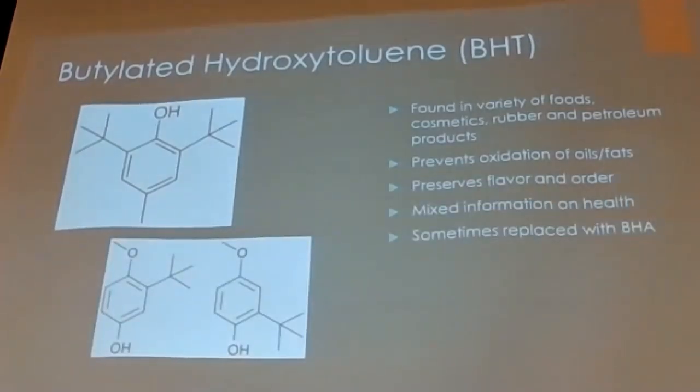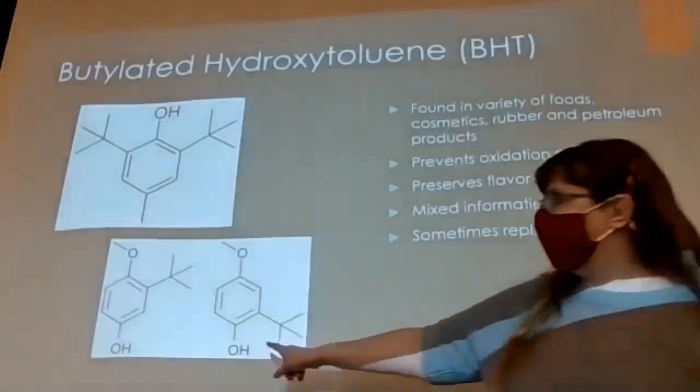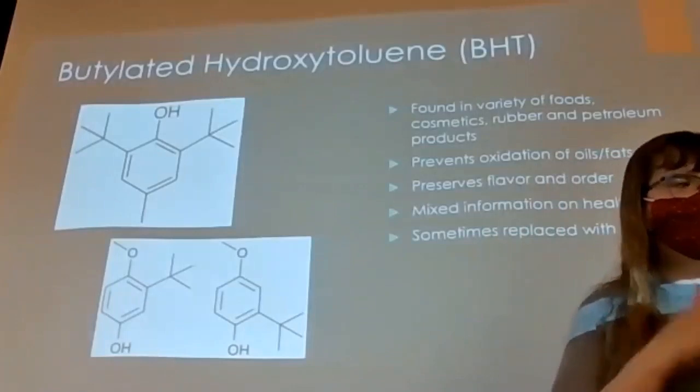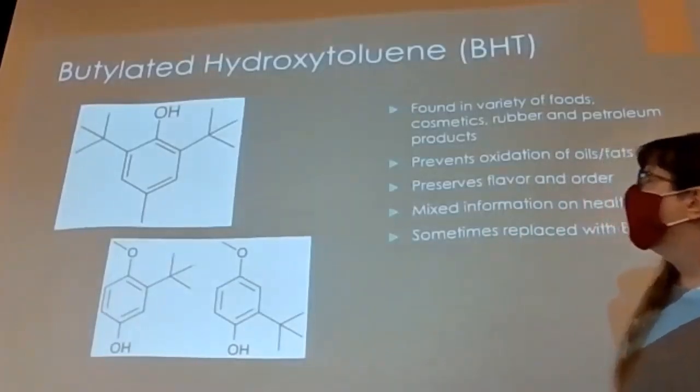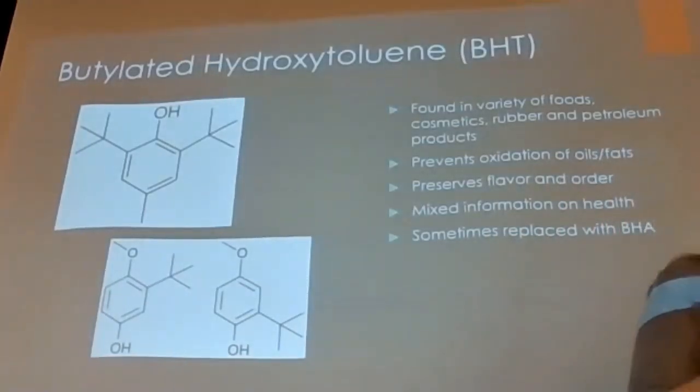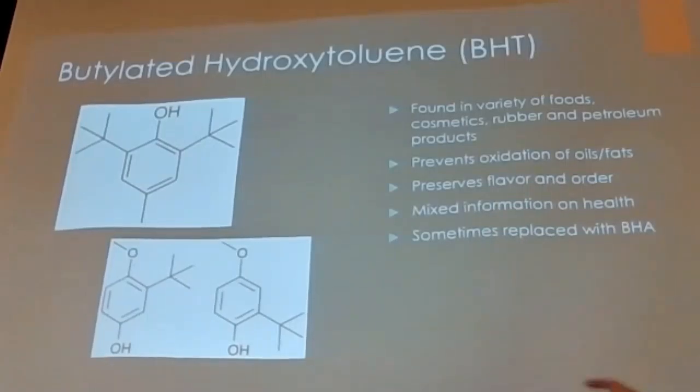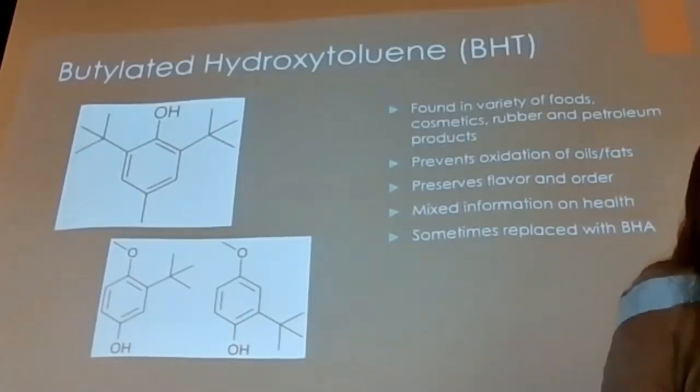So this bottom picture is BHA, and notice it has the OH on there, the alcohol, which is why the name anisole ends in OL rather. So this is found all over the place. It's in just about any kind of food you can imagine. It's also found to preserve cosmetics.